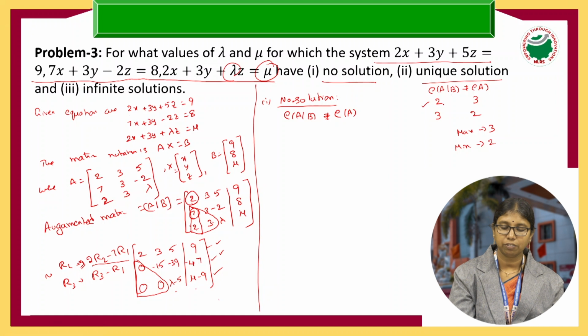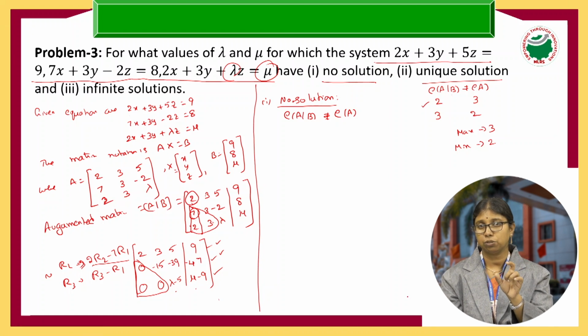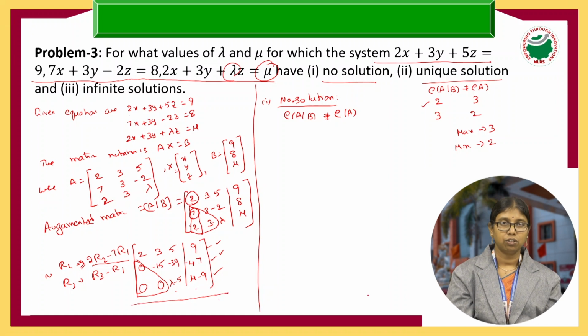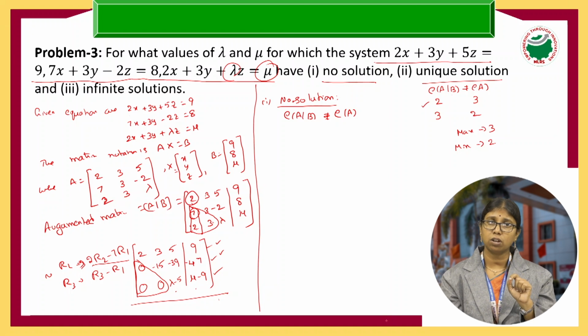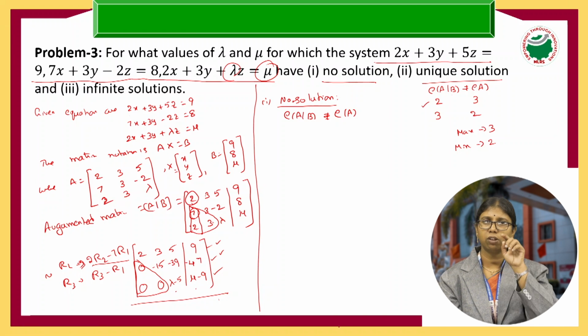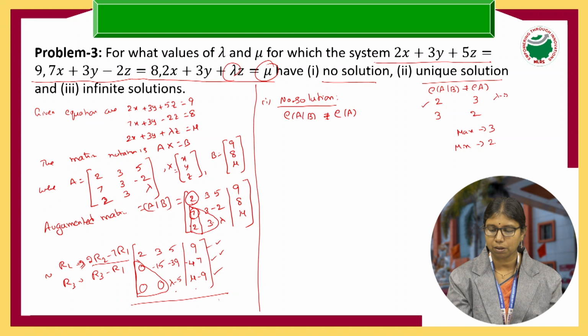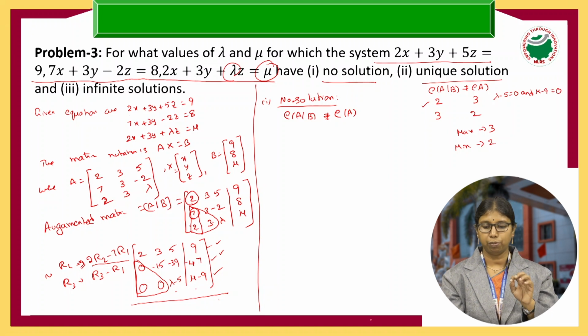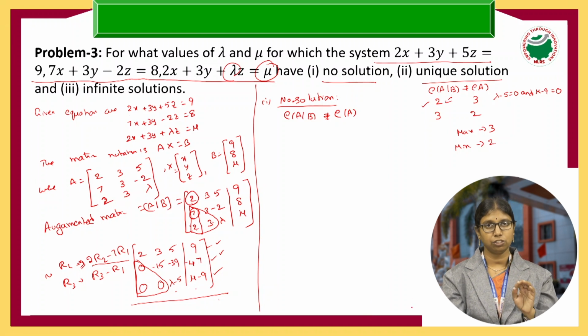That means rank of A given B equal to 2. Augmented matrix rank is 2 means in this matrix we need only 2 non-zero rows. So when you will get 2 non-zero rows, if your last row becomes a zero row, then only you will get 2 non-zero rows. That means in this case lambda minus 5 is equal to 0 and mu minus 9 is also equal to 0. If both are equal to 0, then only you will get rank of A given B as 2.